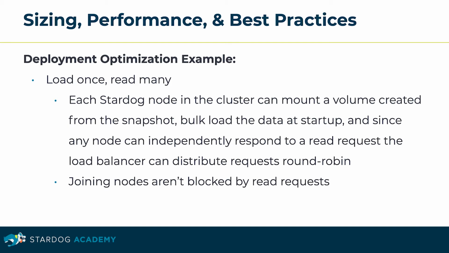Let's talk about some specific deployment examples. We can have a load once, read many type scenario. This is where a Stardog node in the cluster will mount a volume created from a snapshot, bulk load all the data at startup, and once it joins, it can automatically start responding to read requests. And the load balancer can send requests to it in a round-robin fashion. There's no blocking here because everybody's joining fully synced.